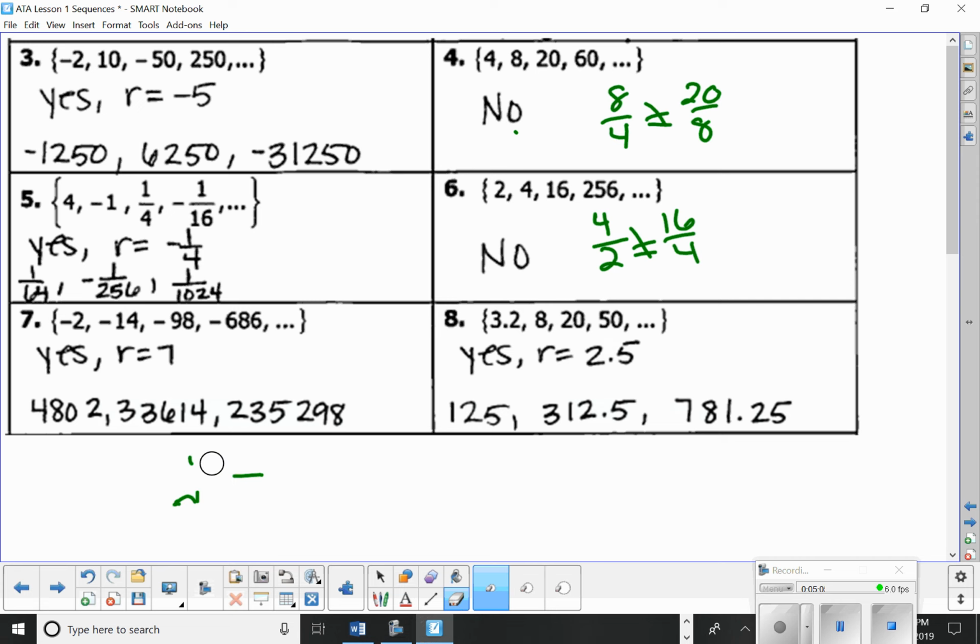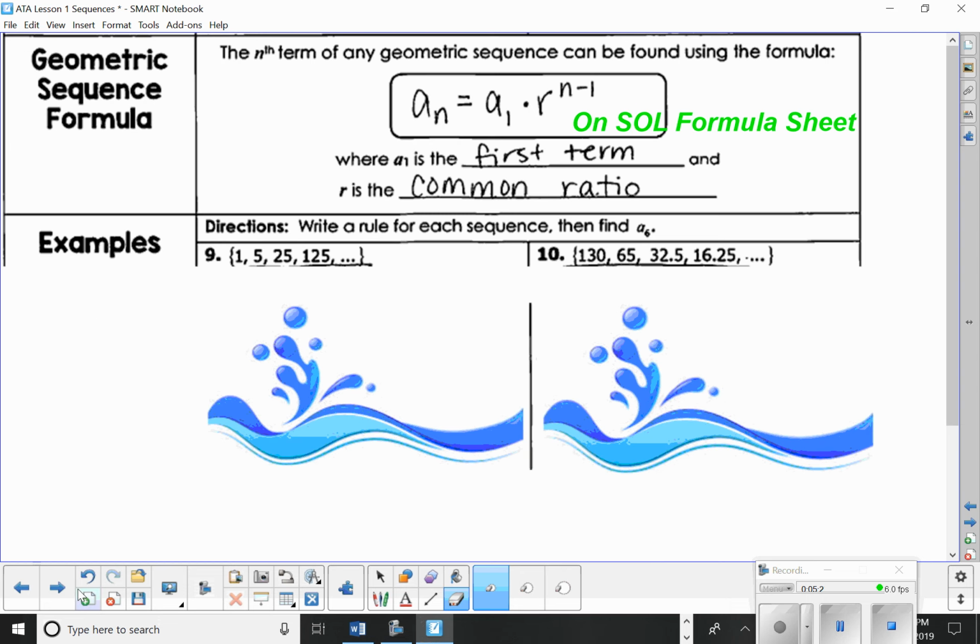And once you find the r, you simply multiply that r, which gets big. I mean, this 235,298, yeah, it's big, but you can do it. You'd have a calculator. I wouldn't ask you to do something like that without a calculator. Okay? Now, let's move on and look at the geometric sequence formula. So when we're looking at this sequence formula, it too is on the formula sheet for the SOL, and so will be provided to you for tests and quizzes.